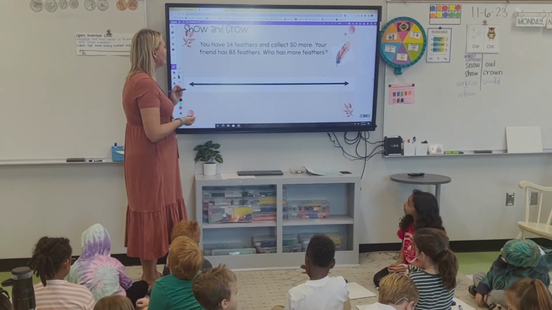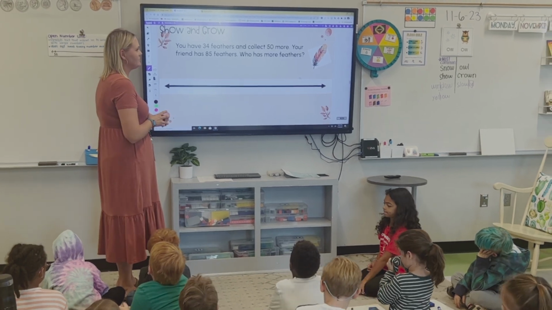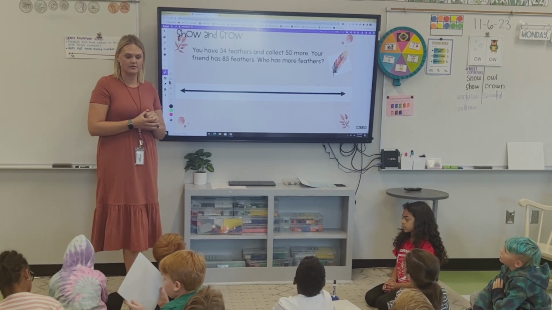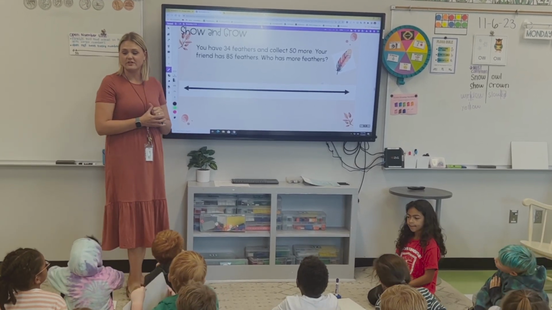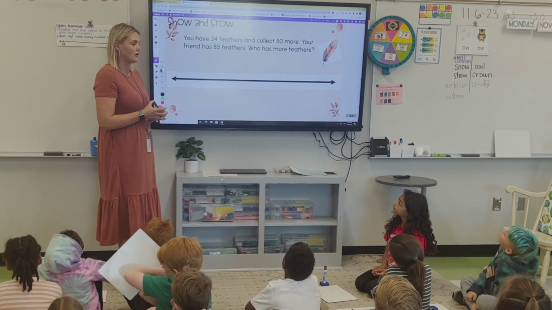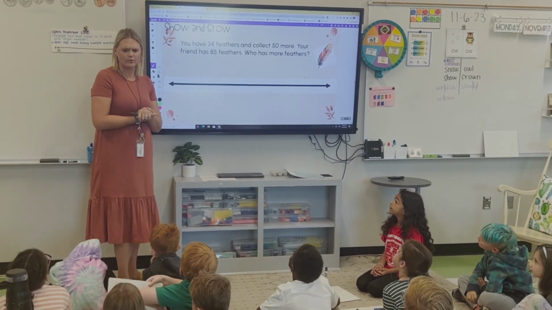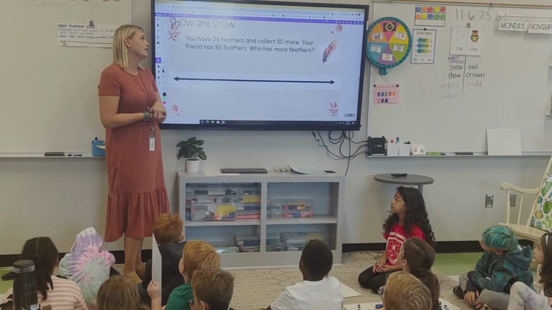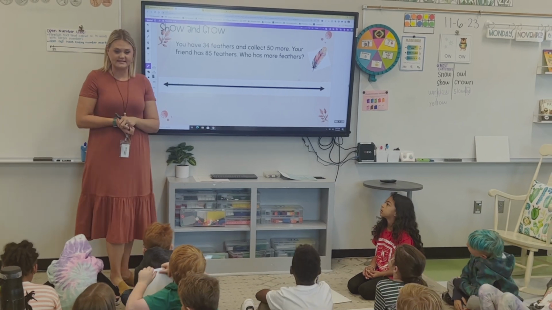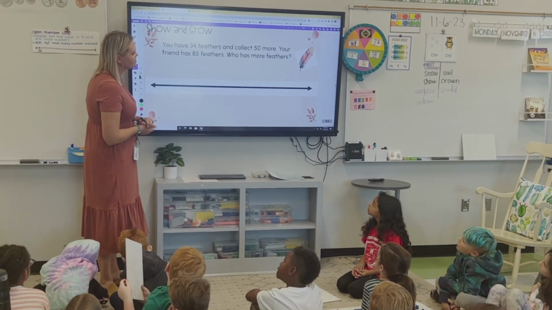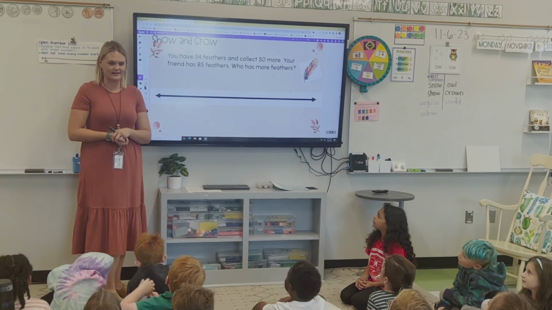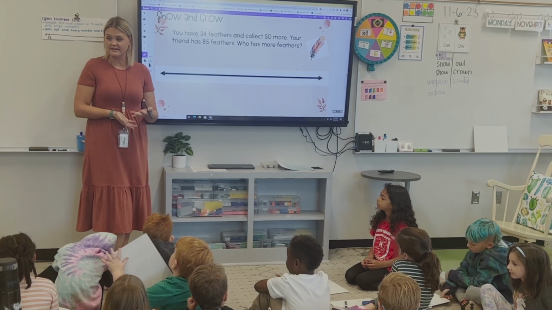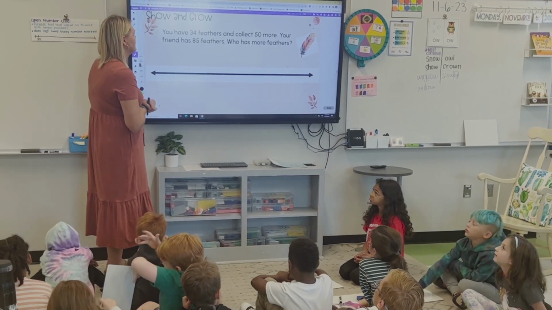Okay, you have 34 feathers and collect 50 more. Your friend has 85 feathers. Who has more feathers? Before we solve it, let's decide which information is important for us to solve this. You have 34 feathers. Is that important for us to know? Yes. You collect 50 more. Is that important? Yes. Your friend has 85 feathers. Is that important? Yes. And then the question, who has more feathers? Is the question important? Yes. The question gives us a clue about what we need to solve, doesn't it? So it seems like all of this information is important.